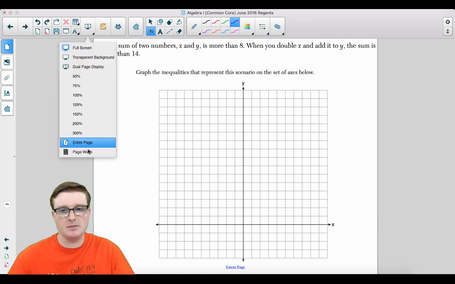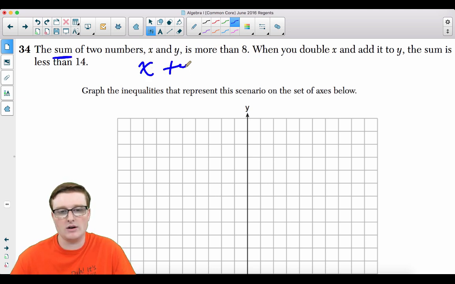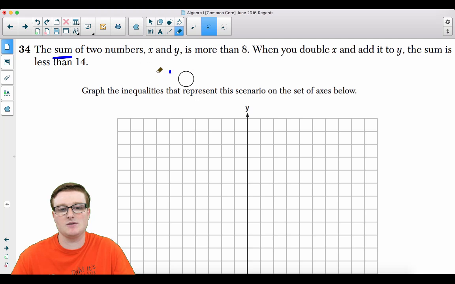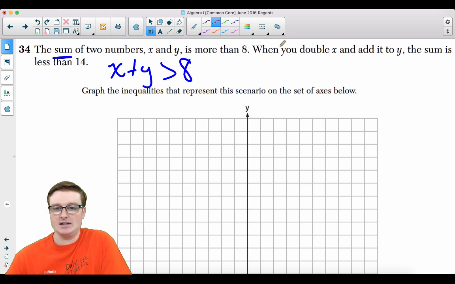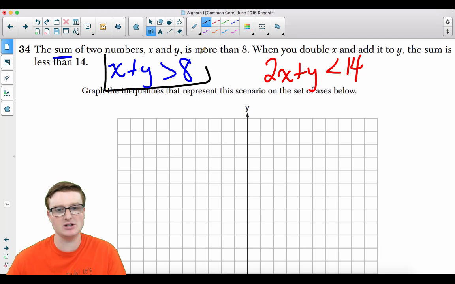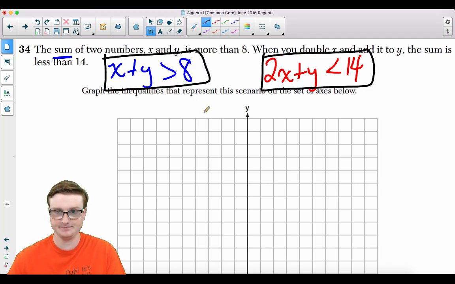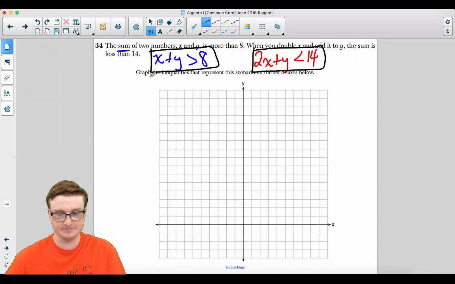The sum of two numbers, x and y, is more than 8. Okay, so they're asking me really to set up a system of inequalities. So x plus y is greater than 8. And when you double x, so 2 times x, and add it to y, the sum is less than 14. All right, ladies and gentlemen, these are my two inequalities that I need to graph on the set of axes below. So, here we go. We're going to graph these.